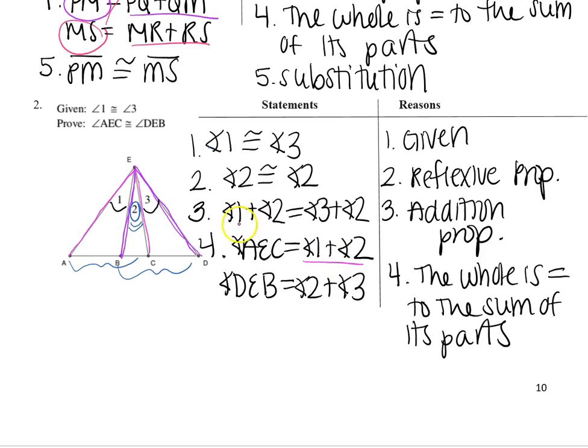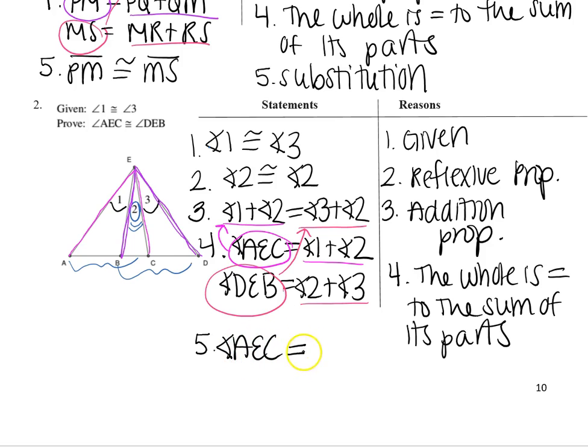Okay, so here's 1 and 2, here's 3 and 2. So I can take AEC and plug it in for 1 and 2. And I can take DEB and plug it in for 3 and 2. So that's my last step. Angle AEC is congruent to angle DEB. And that's just by substitution.